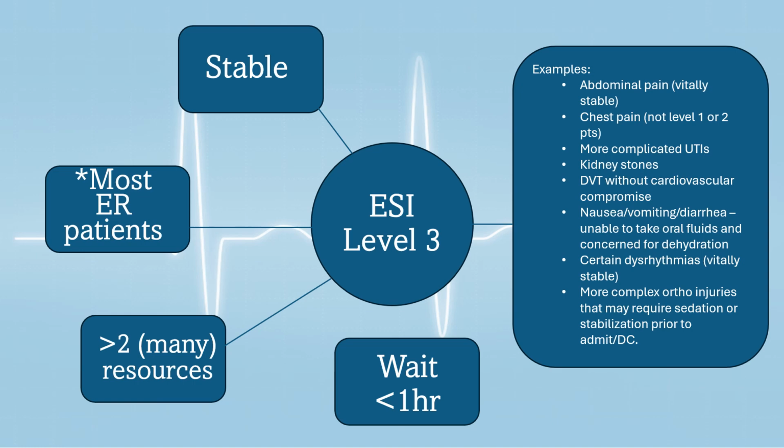Examples of your ESI level 3 would be abdominal pain, but they should be vitally stable, chest pain that are not level 1s or level 2s, complicated UTIs, kidney stones, DVT without ABC compromise, nausea, vomiting, where we're not concerned about circulatory compromise or dehydration. Certain dysrhythmias, I'm thinking like a PAC or a PVC, and they're vitally stable. And then most of your ortho injuries, maybe ones that need some sedation or stabilization prior to them going into an ortho device or something like that.